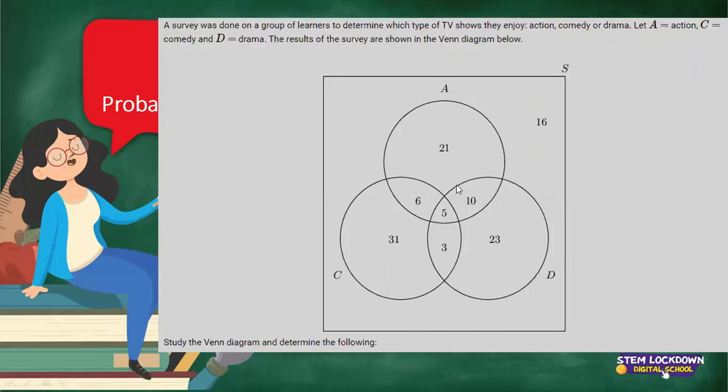All this added together gives the probability of A. So 21 plus 5 is 26, 26 plus 10 is 36, 36 plus 6 is 42. So we say 1 minus 42 over 115, that will give us 73 over 115.